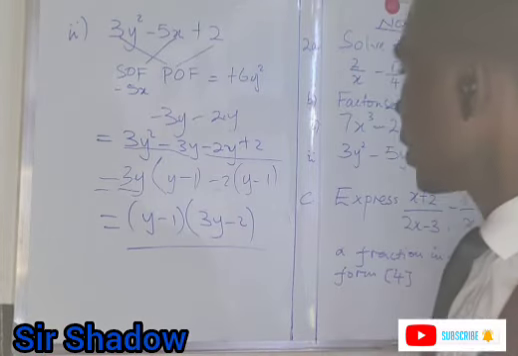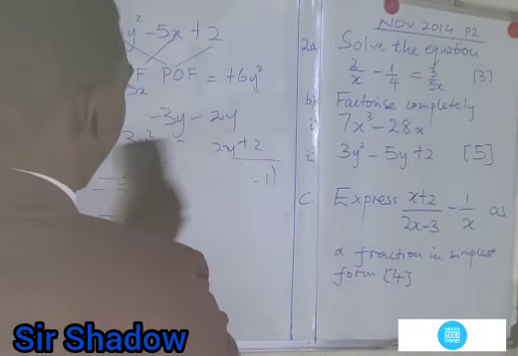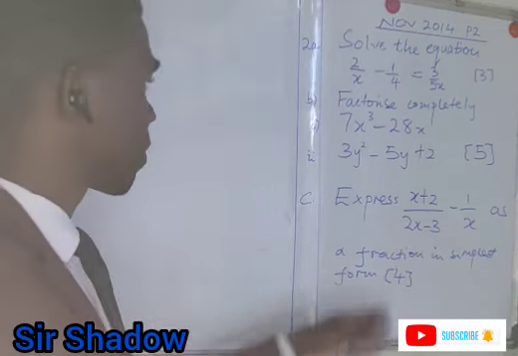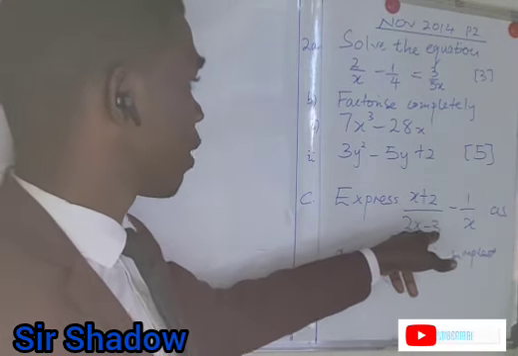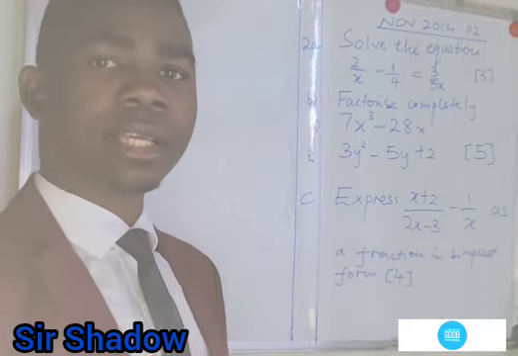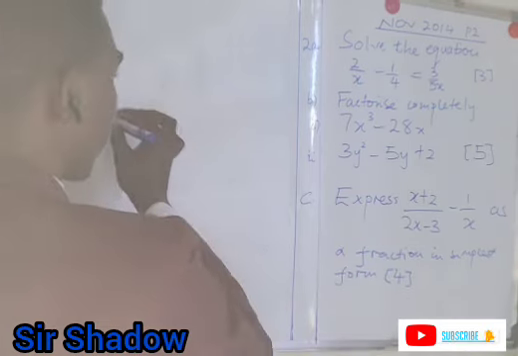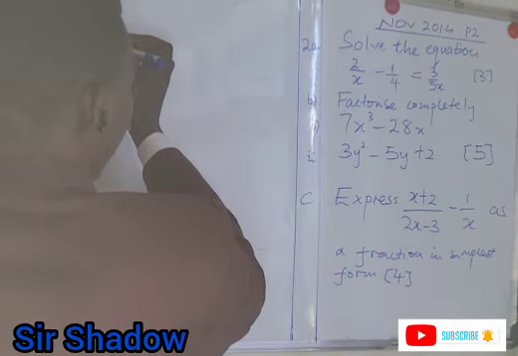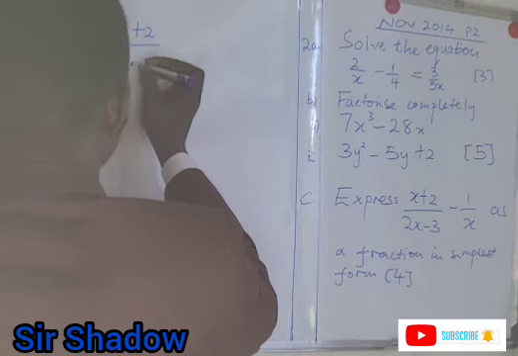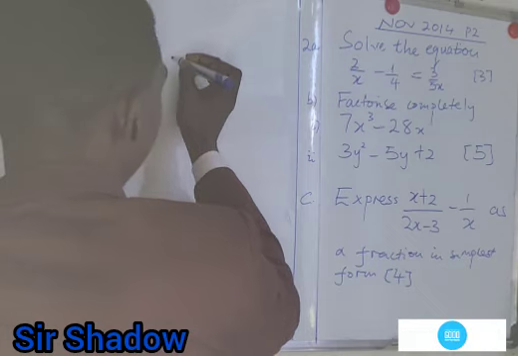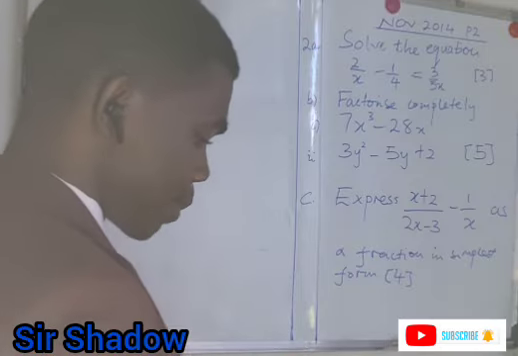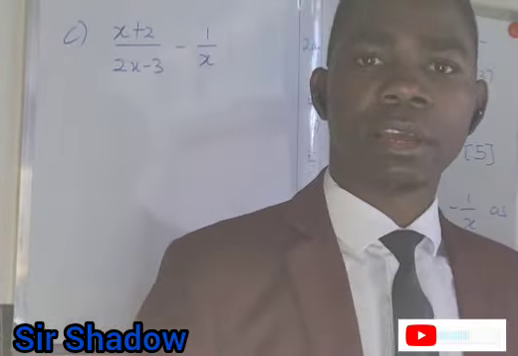Alright, let's move on to the last question. On the last question, we are asked to express x plus 2 over 2x minus 3, subtracting 1 over x, as a fraction in its simplest form. So we are saying part C, x plus 2 over 2x minus 3 minus 1 over x, and we are asked to express it as a fraction in simplest form.